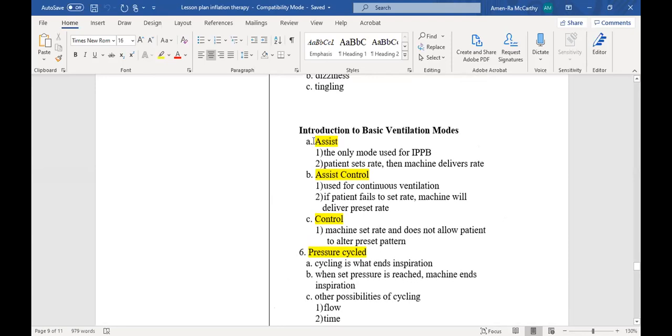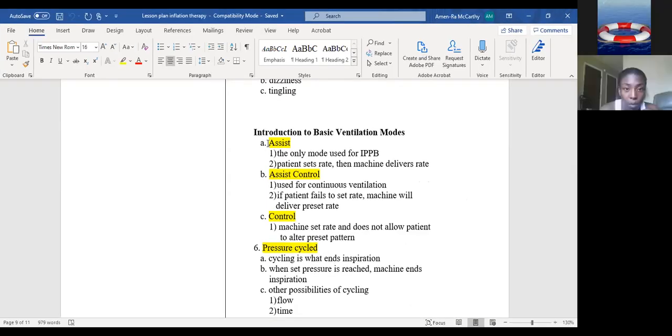Assist mode is the mode that would be used for positive pressure breathing or intermittent positive pressure breathing. In this mode, the patient sets the rate and the machine delivers that rate. It's used to give the inspiration or give the volume, but the patient has to trigger that volume. If you looked at the lecture from yesterday, I told you that trigger means to start inspiration, and to end inspiration means to cycle.